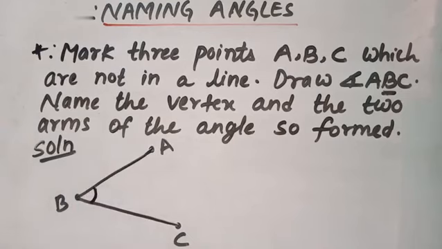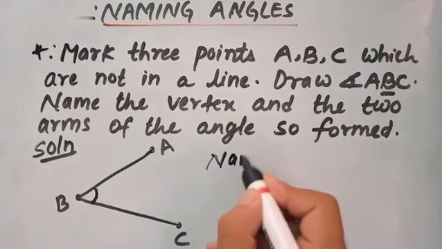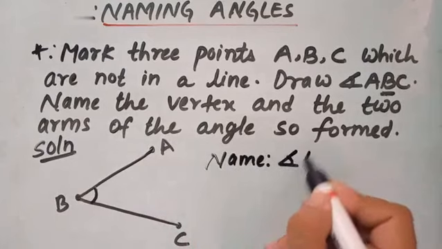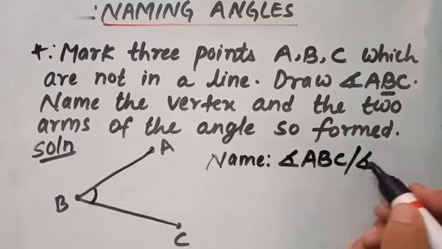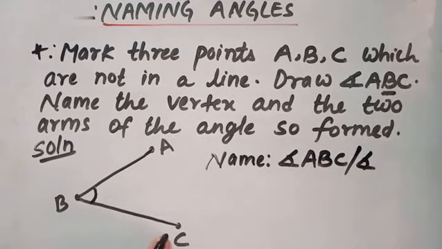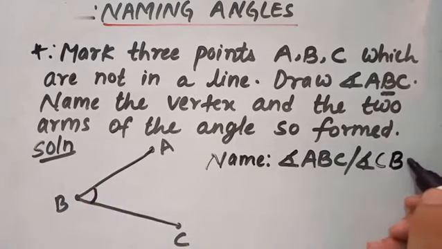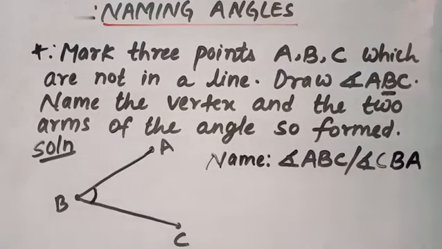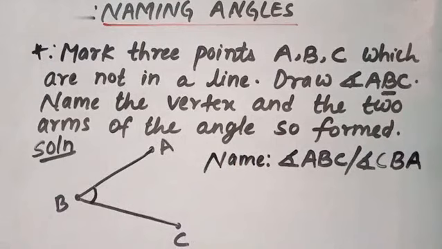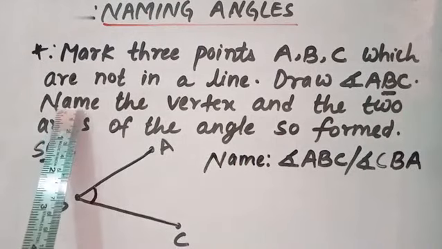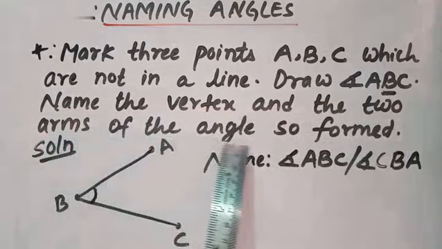So students, the name of this angle is angle ABC, or you can write it as angle CBA. Angle CBA. Now students, let's read the question further. Name the vertex and the two arms of the angle so formed.